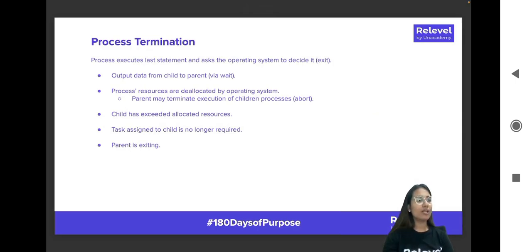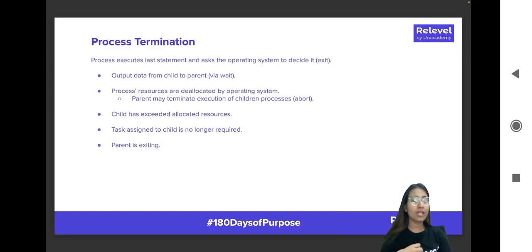Next, we will talk about the concept of process termination. Let's say the parent process is executing and the child process is also there. Now, the wait system call is when the parent is waiting for the child. The fork system call is where the parent creates the child. Then we have the wait system call, which returns an integer value. Processes can request their own termination: the process can execute its last statement and then ask the operating system to terminate it using the exit system call.